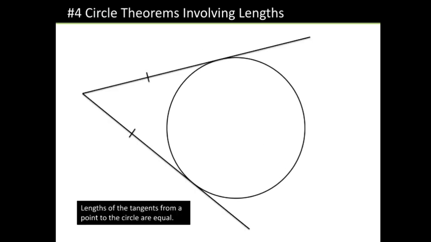Lengths of the tangents from a point to the circle are equal. So if we have two tangents to the circle that meet at a point here, the length from this point to the circle and from this point to the circle on the other side, both are equal.